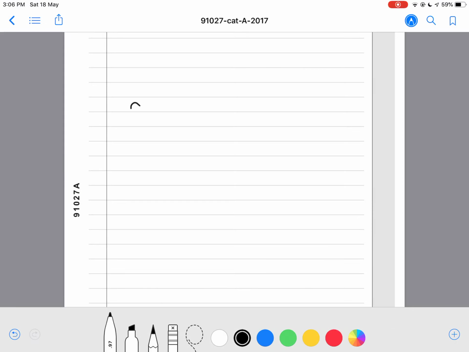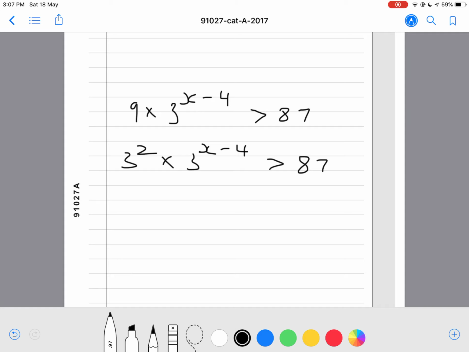Okay, we'll say 9 times 3 to the power of x minus 4 is greater than 87. So we're still going to make 3 to the power of 2 times 3 to the power of x minus 4 is greater than 87. So therefore we can add these. You know when you multiply the same base, you add the powers. You don't multiply the powers, you add the powers. So 3 to the power of x minus 2 is greater than 87.